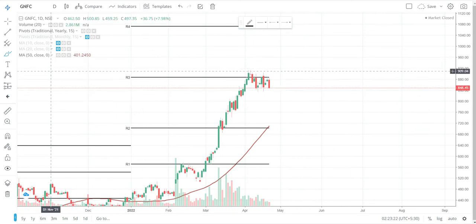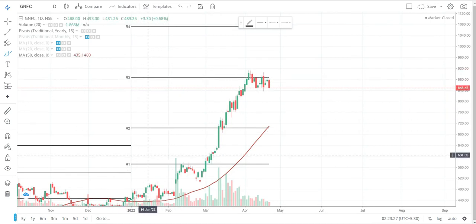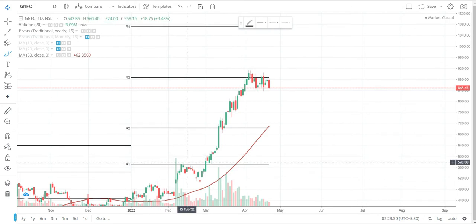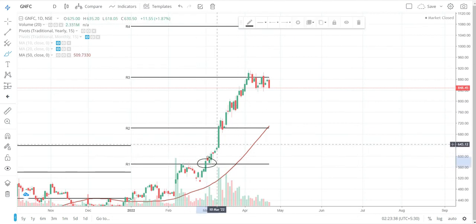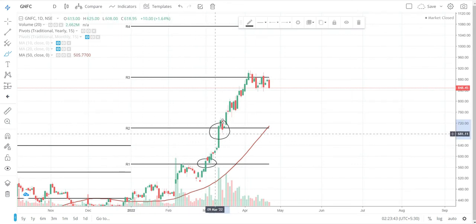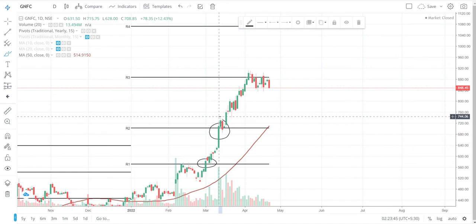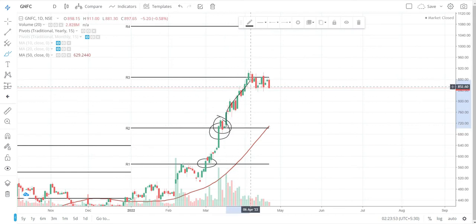We should also look for stocks which have broken a resistance, any of R1, R2 or R3, and are having support here or here. Like here at the R2 line, you can see the stock broke R2, then took support, tested the R2 level again, and then went up. If that sort of support is there, we should look for that.